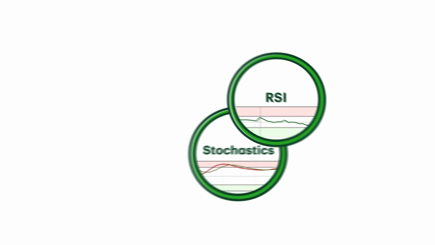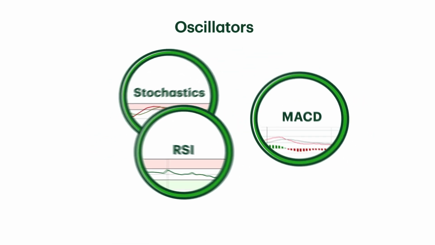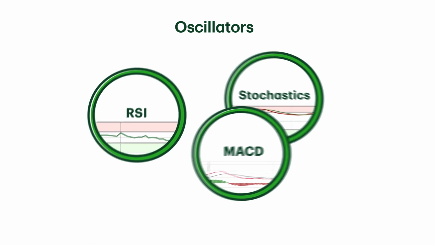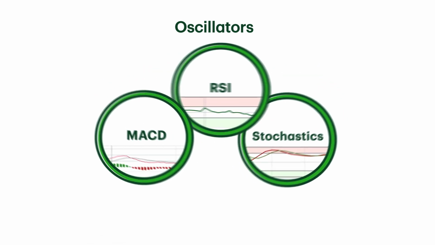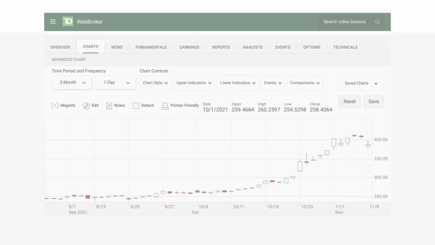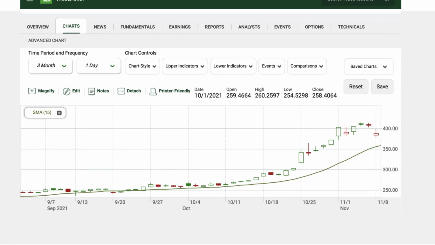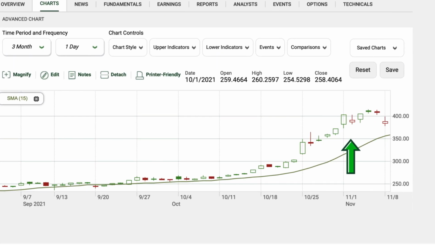Stochastics, RSI, and the MACD are also known as oscillator indicators, or oscillators, because they present as charts with values oscillating within a range. Now, let's say you applied a simple moving average to your chart, and it's telling you that there's a strong uptrend. How do you know whether to buy or sell?